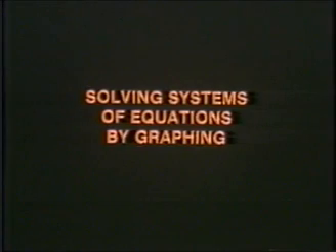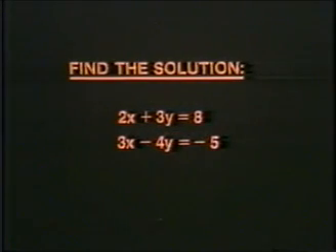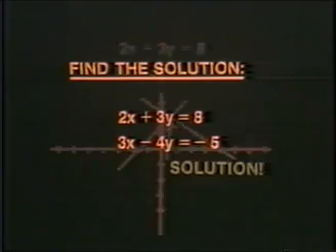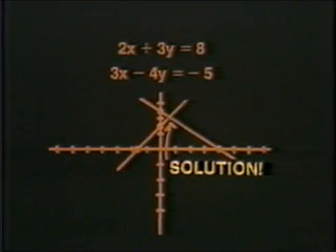What would you do if someone handed you two equations at once and said, find the solution that works for both of them at the same time, and do it by graphing? I'll tell you what I'd do. I'd graph the first equation, graph the second equation, and say, I've got it. The point where the lines cross satisfies both equations. And what if the lines didn't cross? We'll see about that in a minute.